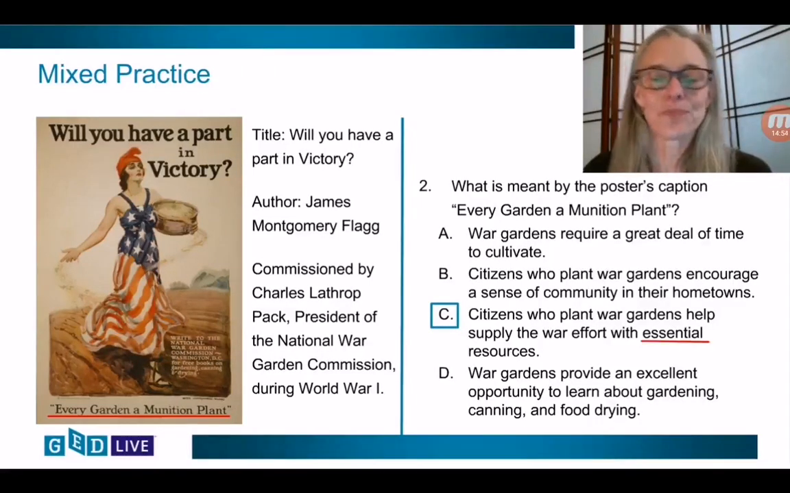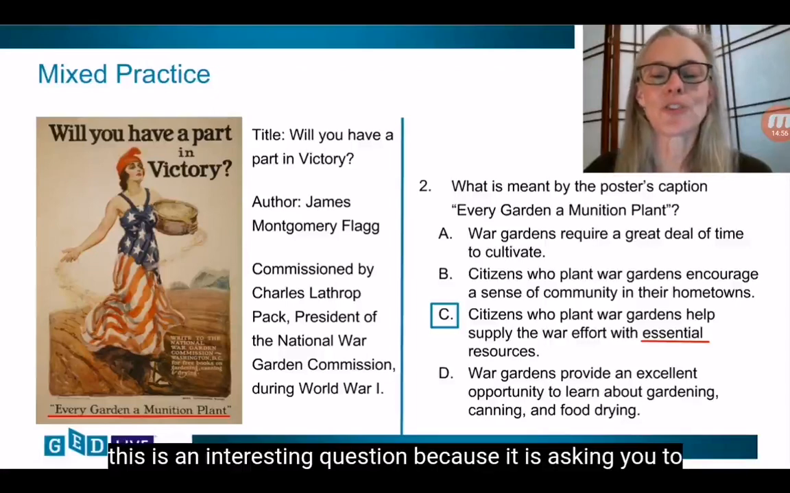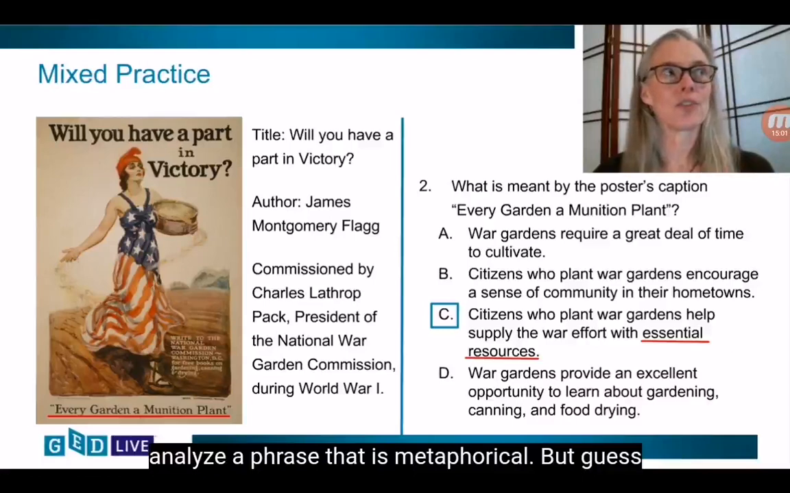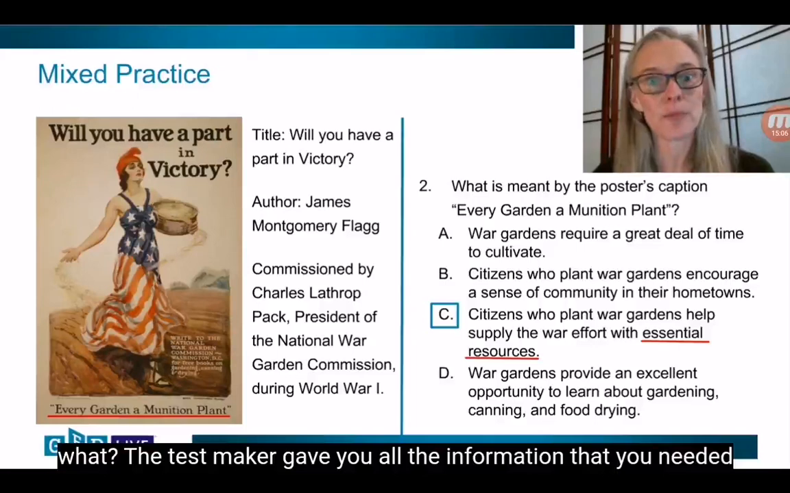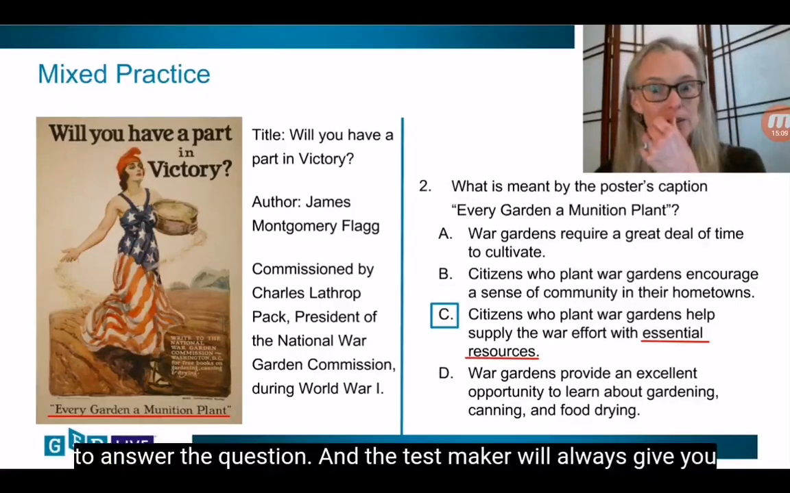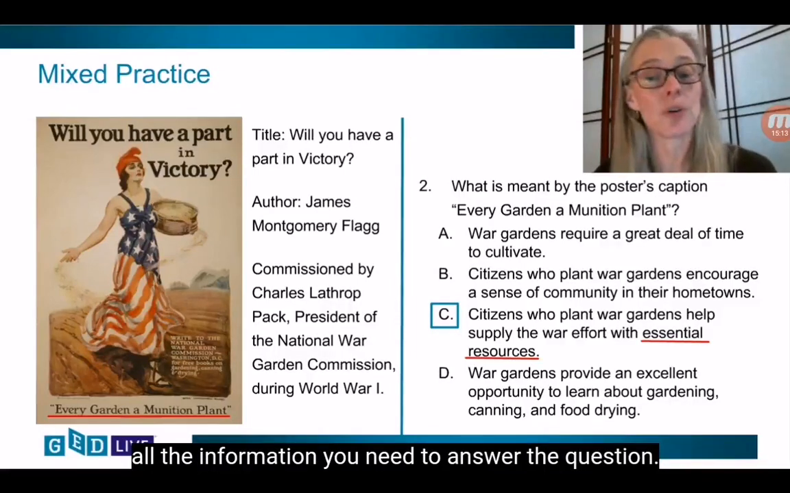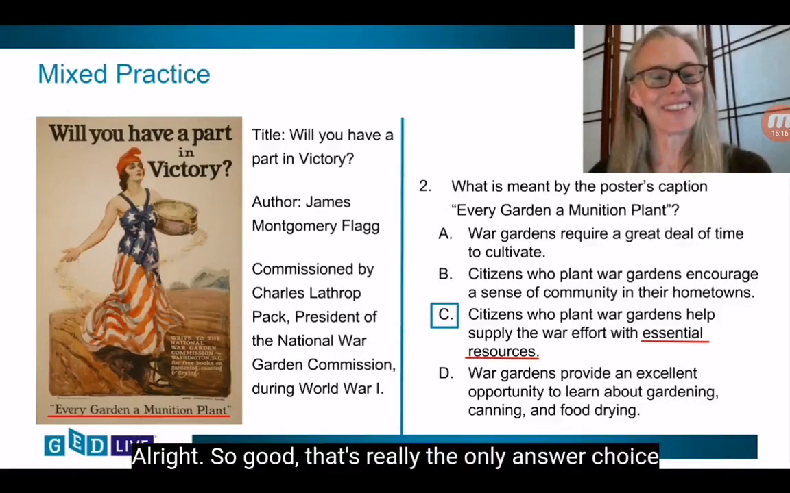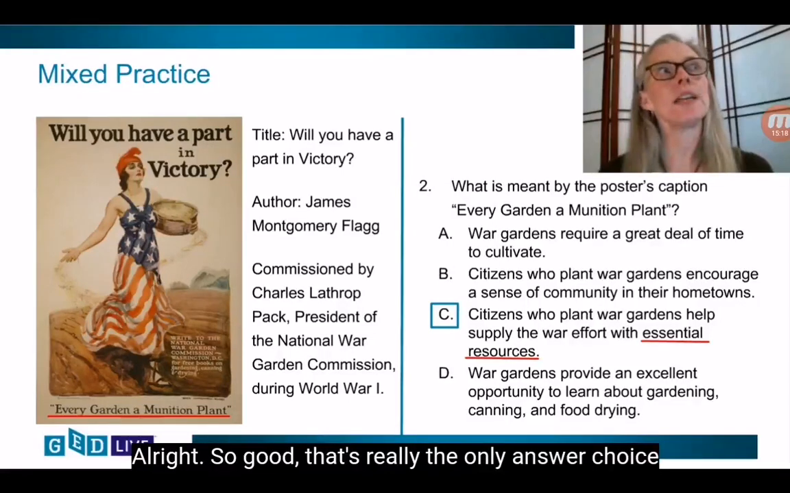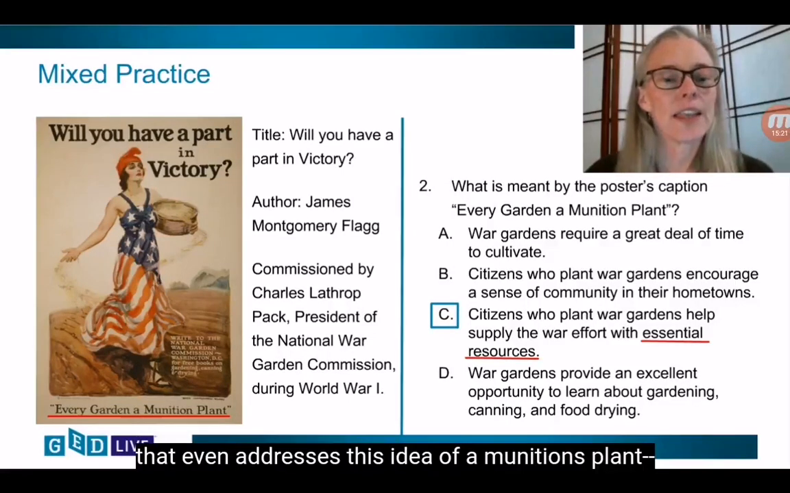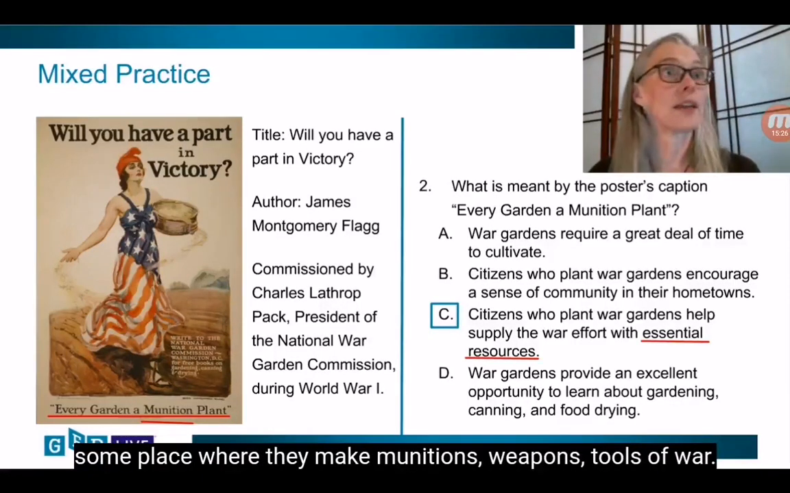So this is an interesting question, right? Because it is asking you to analyze a phrase that's metaphorical. But guess what? The test maker gave you all the information that you needed to answer the question. And the test maker will always give you all the information you need to answer the question. All right, so good. And that's really the only answer choice that even addresses this idea of a munition plant, right? Someplace where they make munitions, weapons, tools of war.